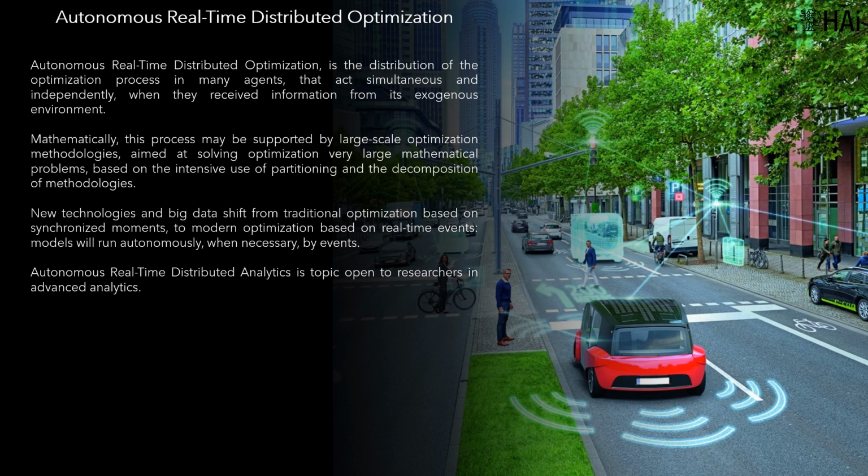Autonomous real-time distributed optimization. Mathematically, this process may be supported by large-scale optimization algorithms aimed at solving very large optimization mathematical problems, based on the intensive use of methodologies for partitioning and decomposition of systems. New technologies and big data shift from traditional optimization based on synchronized moments to modern optimization based on real-time events, in which models will run autonomously, when necessary, by events. Autonomous real-time distributed analytics is a topic open to researchers in advanced analytics.